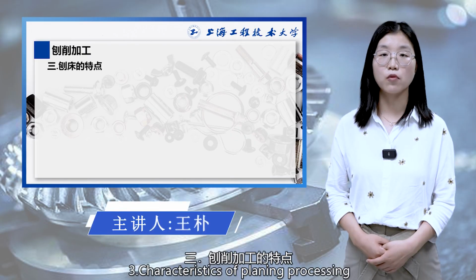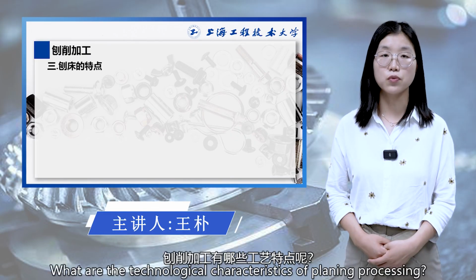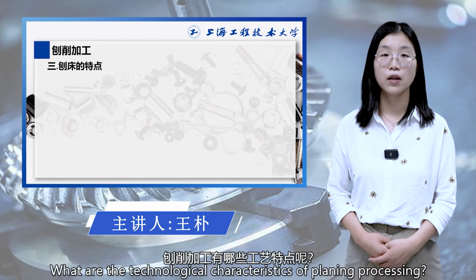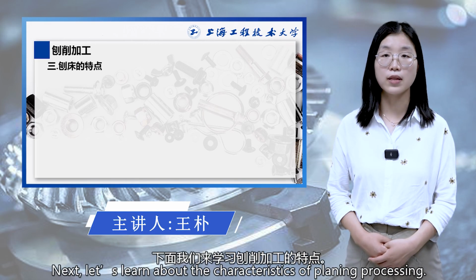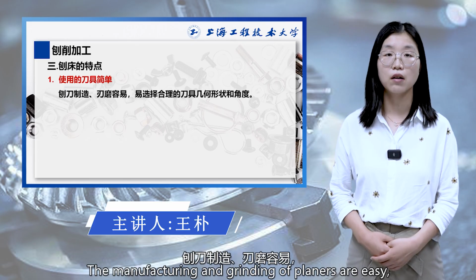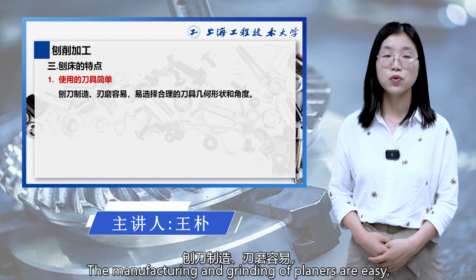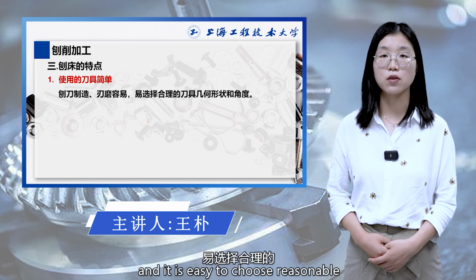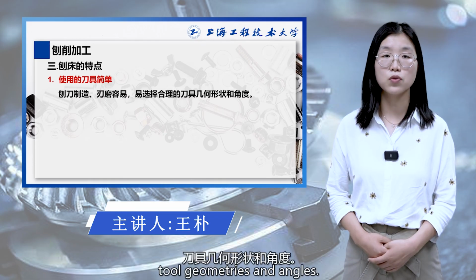Third, characteristics of planing processing. What are the technological characteristics of planing processing? Next, let's learn about the characteristics of planing processing. First, the tools used are simple. The manufacturing and grinding of planers are easy, and it is easy to choose reasonable tool geometries and angles.